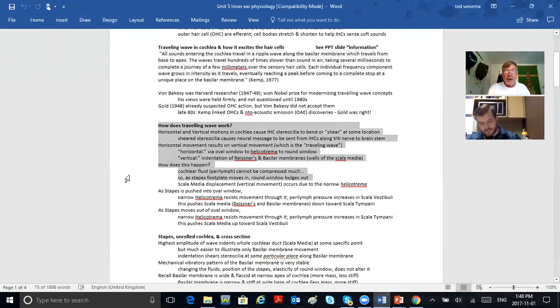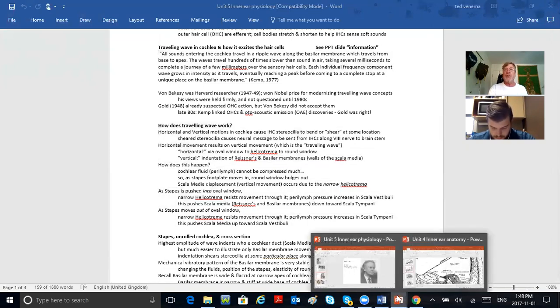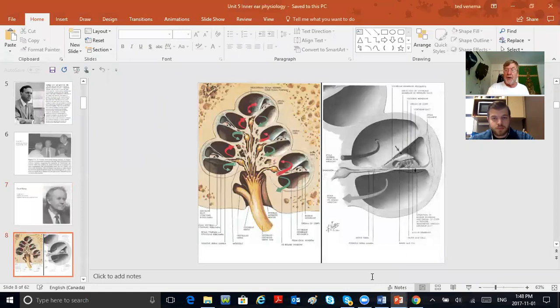How does it work? And we're talking about two motions here, a horizontal motion and a vertical motion in the cochlea. A horizontal motion and a vertical motion. So let's take a peek at our PowerPoint to find out how.